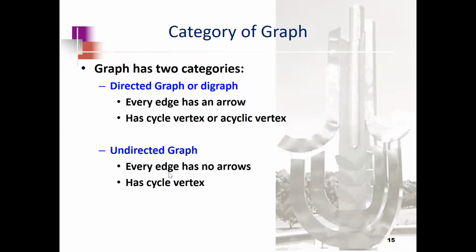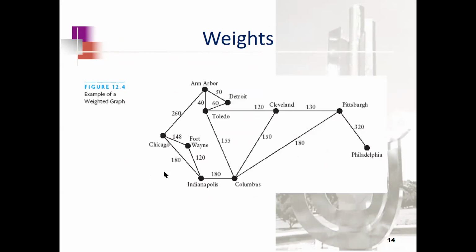Tetapi kalau undirected graph, every edge has no arrow. It has cycle vertex. Bermaksud bermula dan berakhir pada vertex yang sama. Contoh kita tengok di sini. Cleveland can go to Columbus and Columbus can go to Cleveland. So ini adalah undirected. Bila undirected ni kita boleh sebut dalam both direction. Okay, both direction means Cleveland can go to Columbus and Columbus can go to Cleveland. Okay, ini adalah undirected graph.